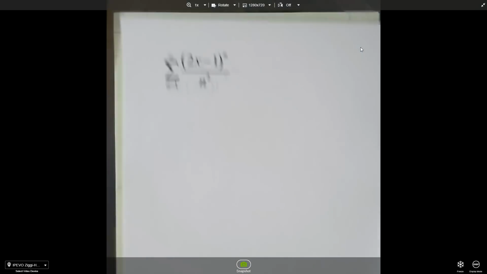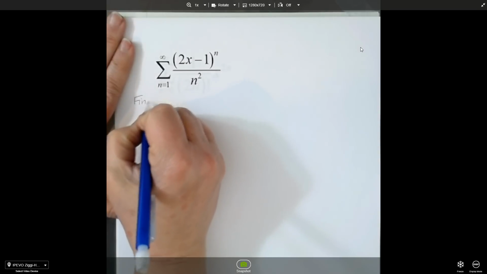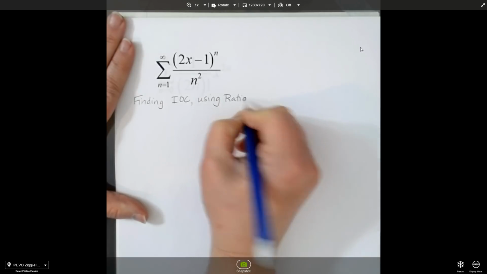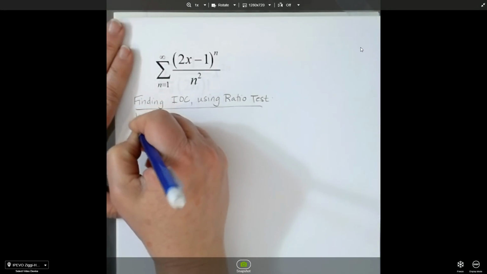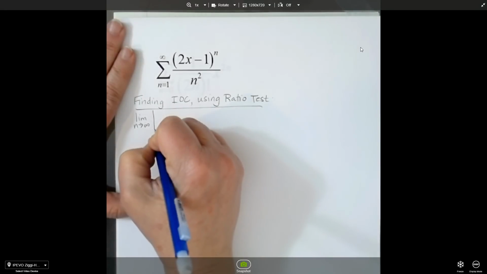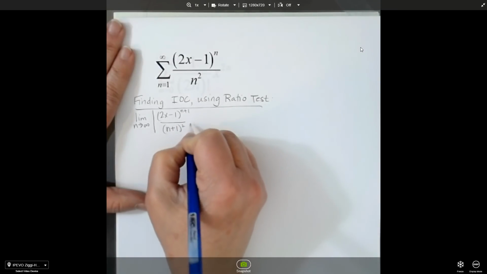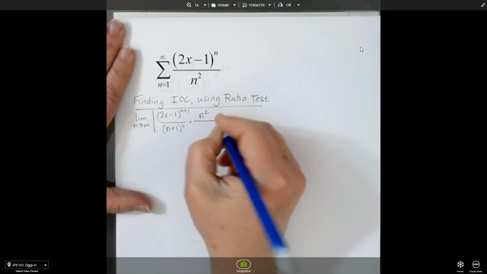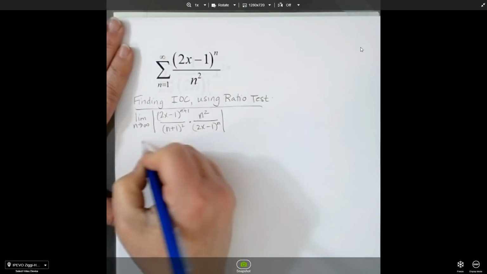Let's try another one. Let's try this one. Obviously, we're going to find the interval of convergence first, by using what? The ratio test. All right, when I do that, I'm going to have to do the limit as n goes to infinity of the absolute value of 2x minus 1 to the n plus 1 over n plus 1 quantity squared times, again, I'm going to take the liberty of flipping this already. This is n squared over 2x minus 1 to the n. And the 2x minus 1 to the n's cancel, and let's see what we're left with here.